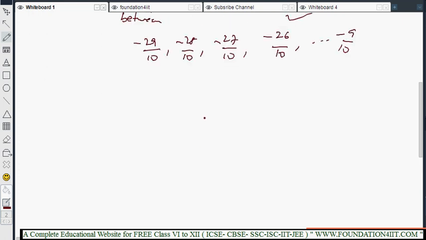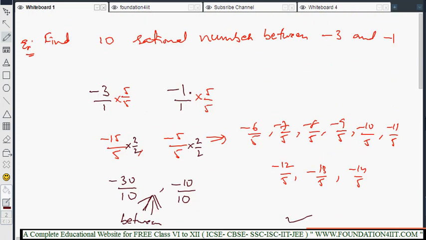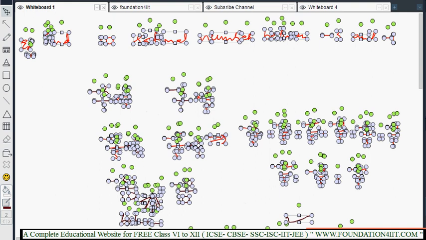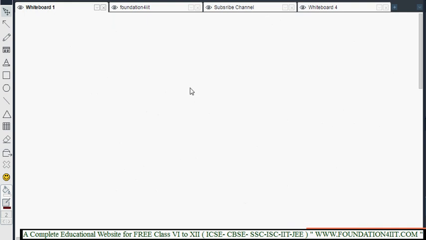Fine. So these are the properties of divisions. At the same time, this is the condition for finding rational numbers between two given rational numbers. I hope you understood this topic well.